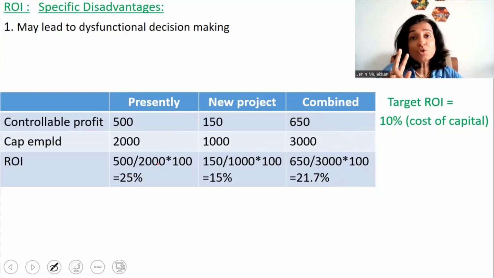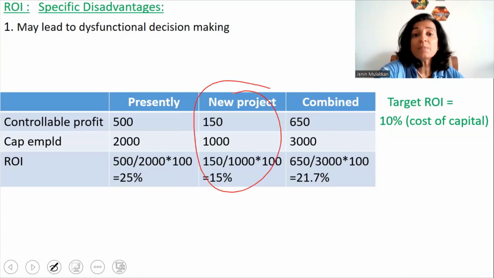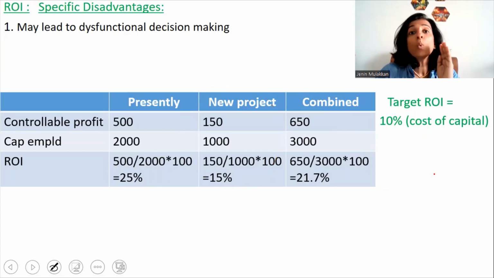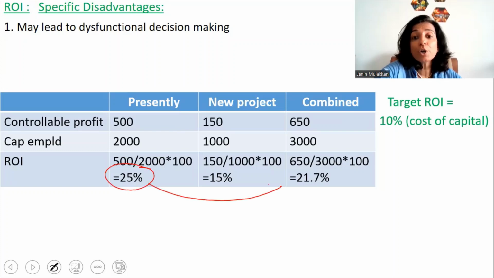21.7%. Now, usually the bonus of the divisional manager is dependent on the ROI. Higher the ROI, higher will be the bonus. So, even though this new project is beneficial for the company because it exceeds the cost of capital, the divisional manager will reject the project because it will lead to a drop in the ROI. That is the meaning of the sentence, may lead to dysfunctional decision making.